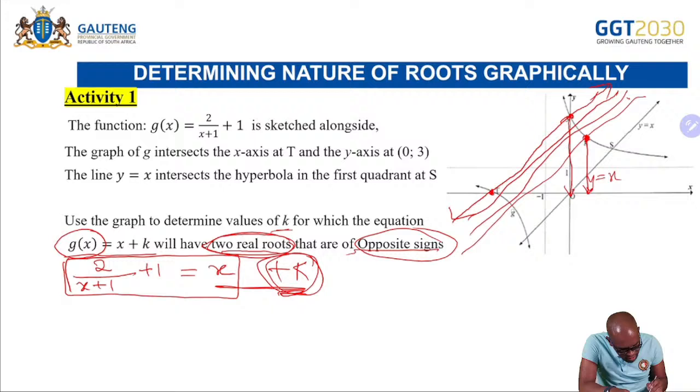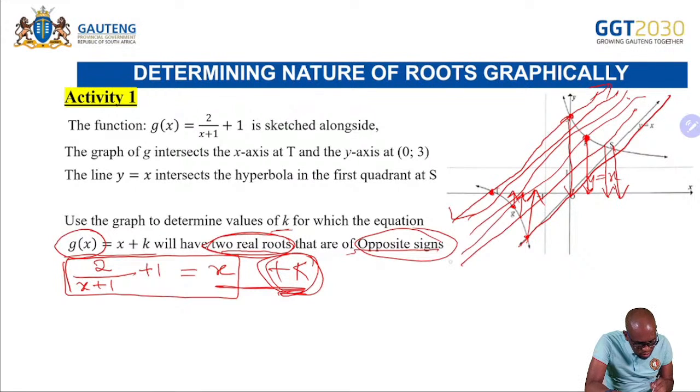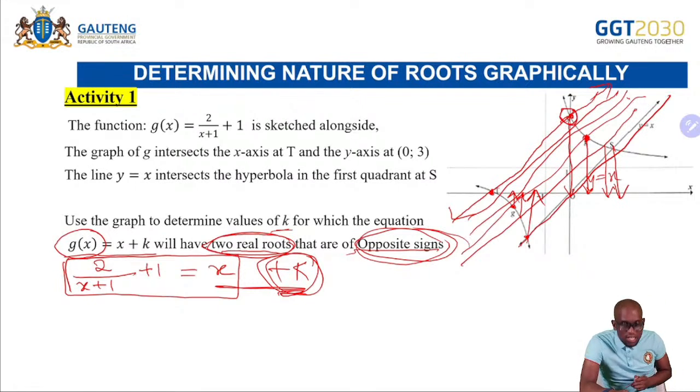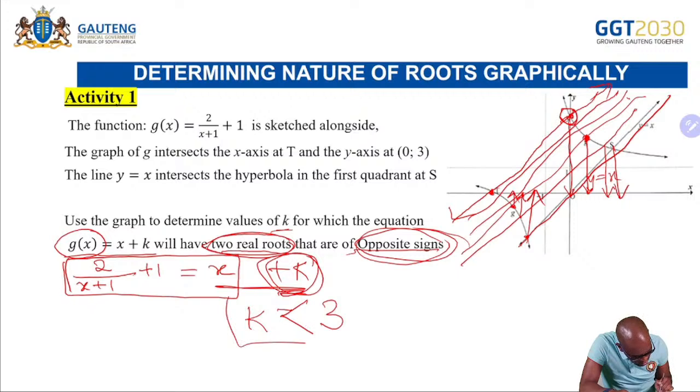On the positive x-axis, but it intersects the hyperbola on this arm on the negative x-axis. Anywhere where you put it now, it intersects on the negative x-axis and also intersects on the positive x-axis. Also, the original one, y equals x, intersects on the negative x-axis and also on the positive x-axis. So that's where you get the opposite signs. So you get those opposite signs when the y-intercept is below 3. So when k is less than 3, that is your answer there.